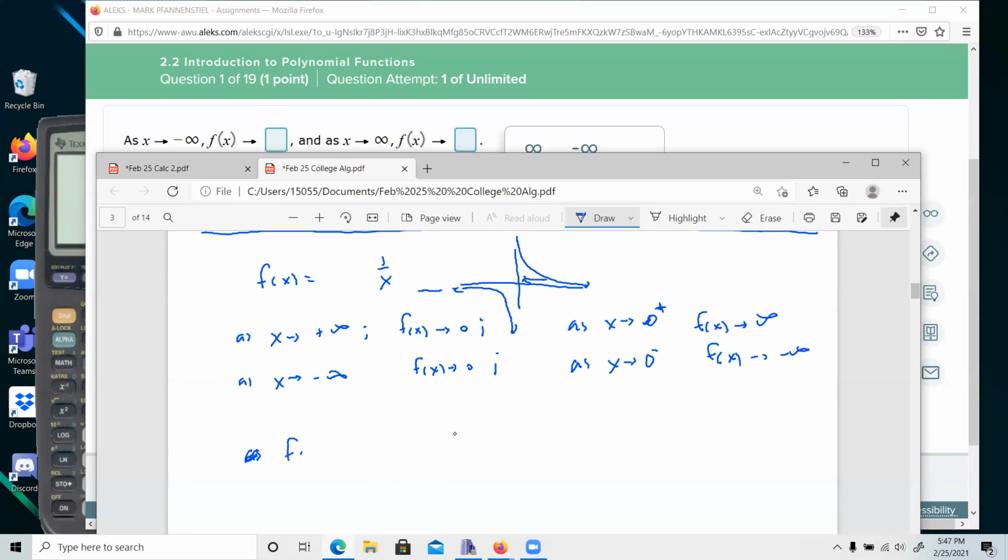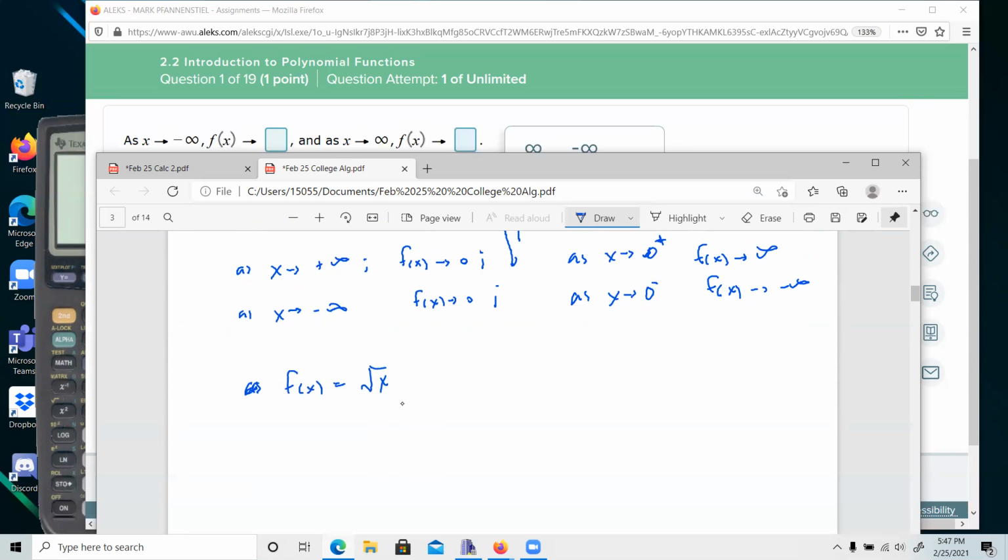Let's go with f of x equals the square root of x. So as x tends towards infinity, f of x, you know what the square root function looks like, f of x tends towards infinity. As x tends towards 0, I can't really say as x tends toward negative infinity. That wouldn't make sense with this function. So the best I could do is get close to 0 from the right, and f of x tends towards 0.